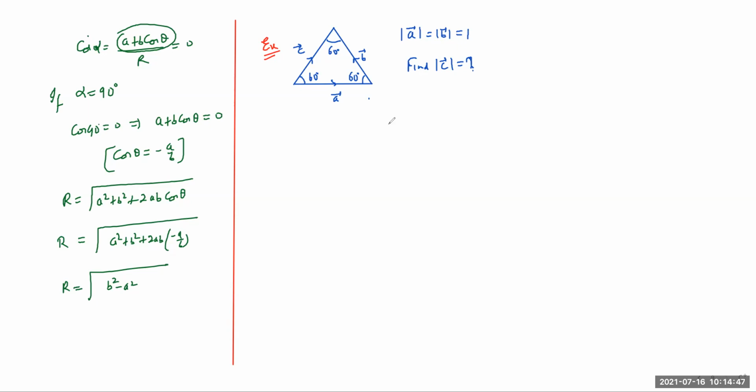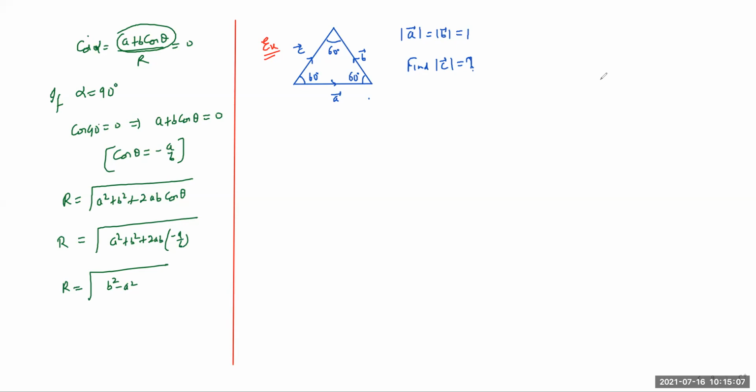Sir, under root 3. Are you sure? What is the angle between A and B? Sorry, sir, 1. The answer will be 1, sir. Yes, it is 1, actually, because it is 60 degrees. In fact, it is equivalent.